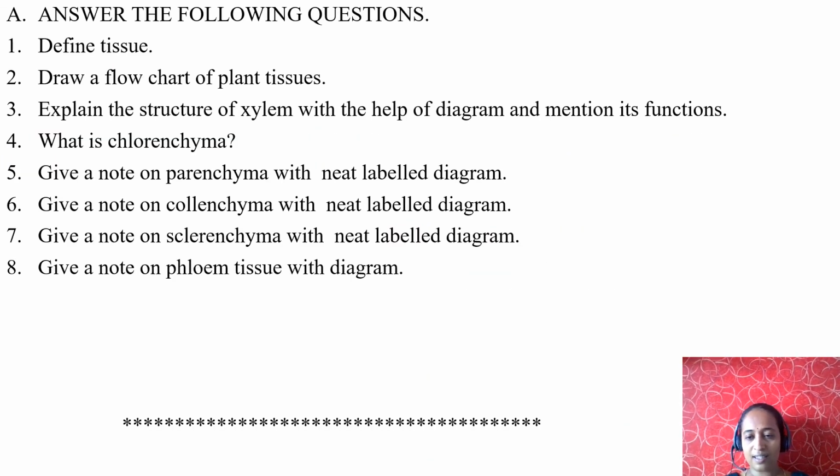Answer these questions in the next class. Let us discuss animal tissues.